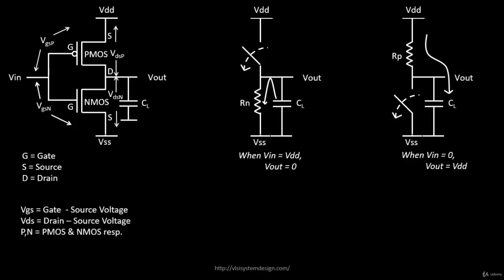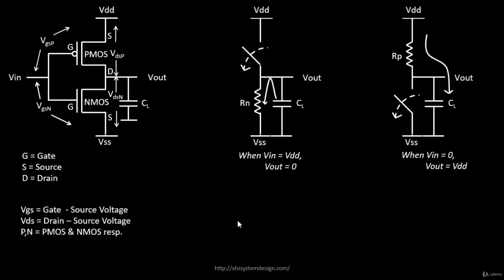Moving on, we need to add some more conventions. Let's call this VDSN. VDS is your drain to source voltage, and N is for the NMOS, and VDSP is your drain to source voltage for your PMOS. We have given two different naming conventions, and the reason for that is we need to use both of them together in certain equations. So that's why we have given two different names.